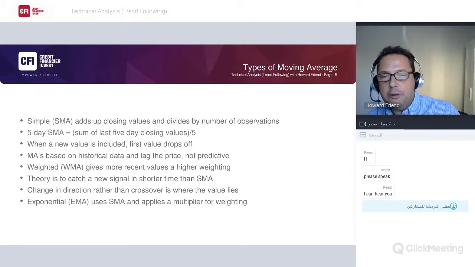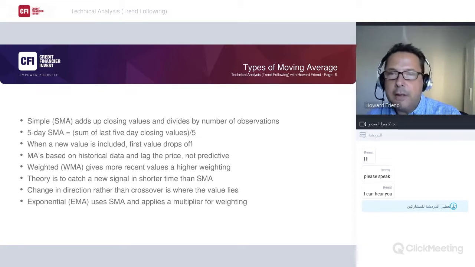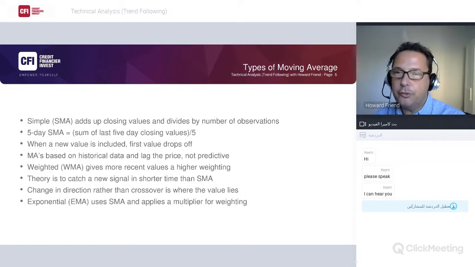So a change in direction, rather than the crossover, is actually where the value lies for this kind of indicator. If you're looking at one moving average against another, simple versus weighted, you'll see the weighted moving average change direction before the simple moving average. The exponential moving average uses the simple moving average and also applies a multiplier for the weighting, so it's another weighted kind of moving average. But all three moving averages are there to do essentially the same thing: to give you a handle on the trend and to let you know when the trend has changed as soon as possible.